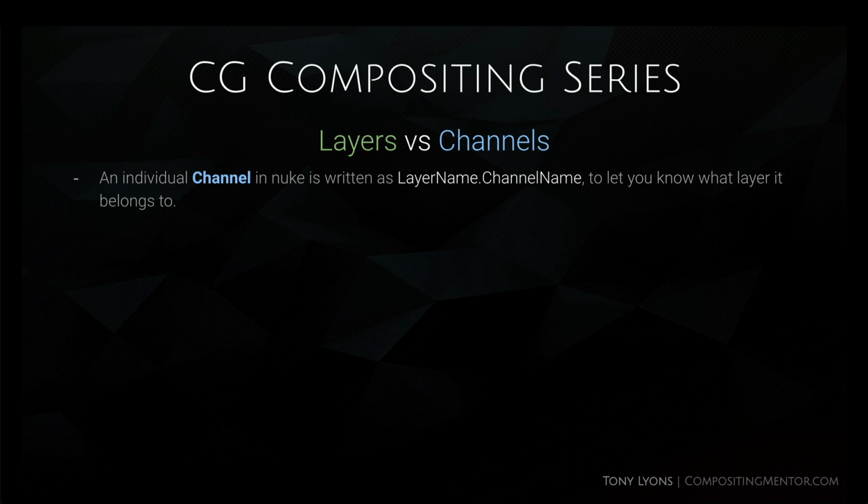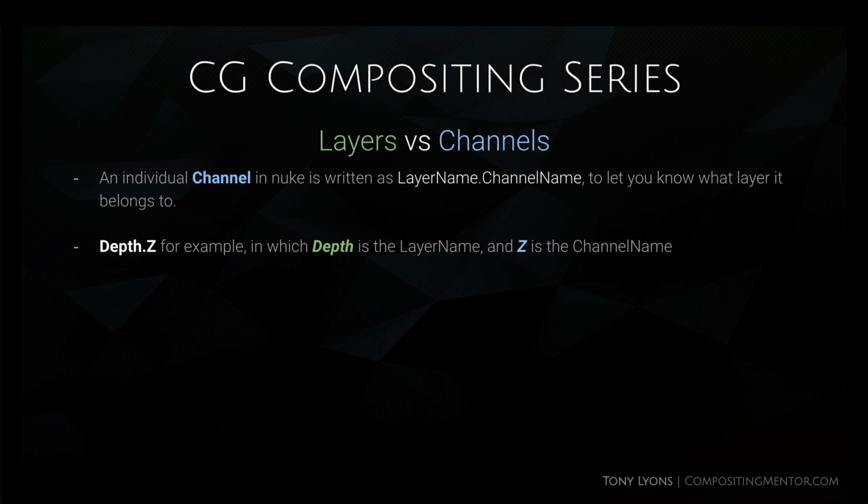An individual channel in Nuke is written as layername.channelname to let you know what layer the channel belongs to. Depth.z, for example, is the depth layer, which is the layer name, and z is the channel name.